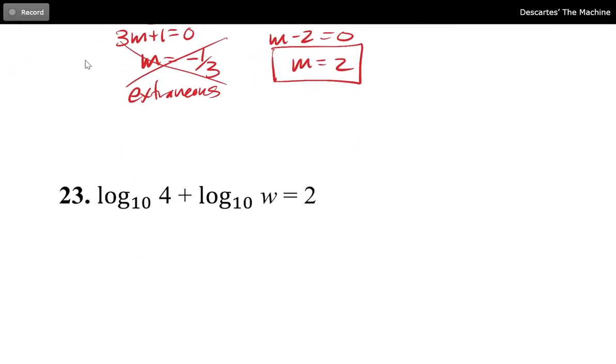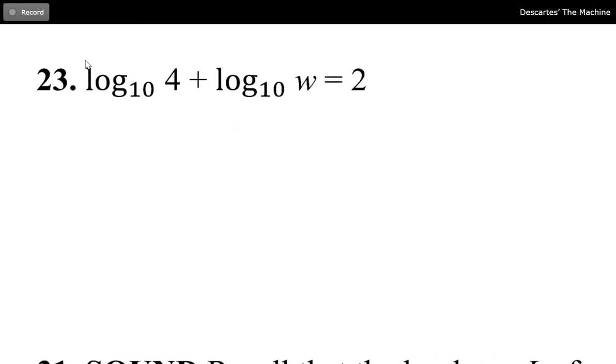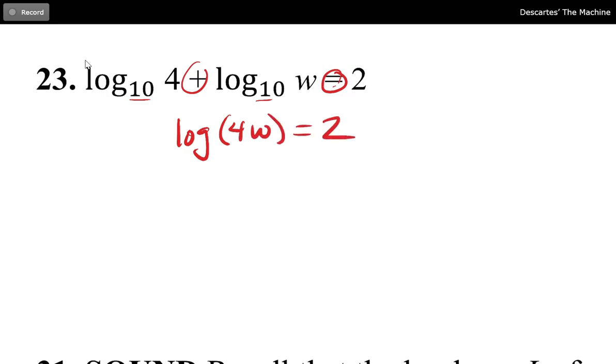Now, number 23 here. I think we'll stop with this one. This one's a little bit different. There's my equal sign. I've got two logs that are being added, so the bases are the same. I'll combine their arguments. Log of 4 times w is equal to what? 2. Not log of 2. So what do we do? Well, what does a logarithm ask? What's the exponent? So what's the exponent on 10 that gives me 4w? Well, the answer, the exponent is 2.